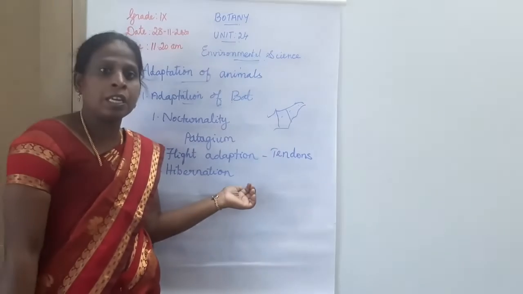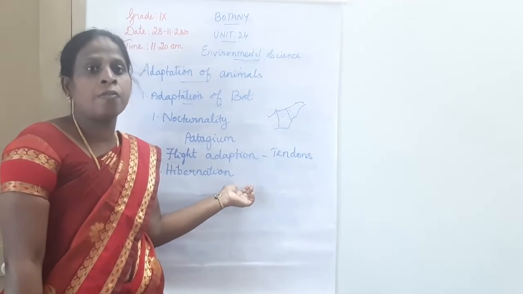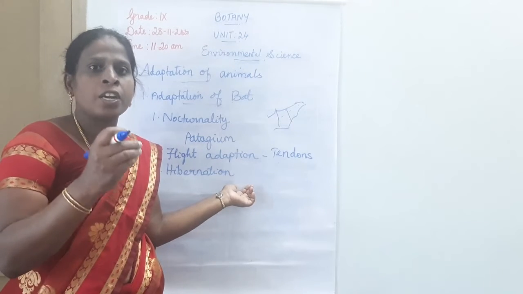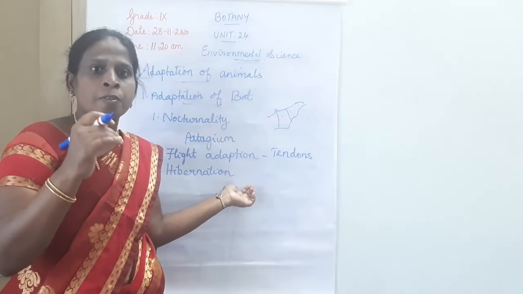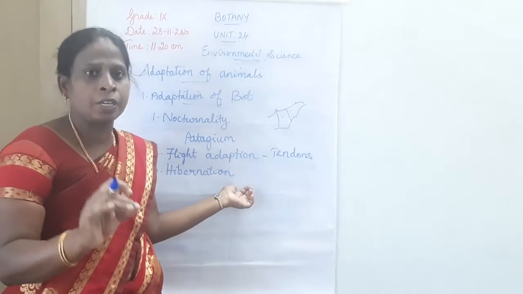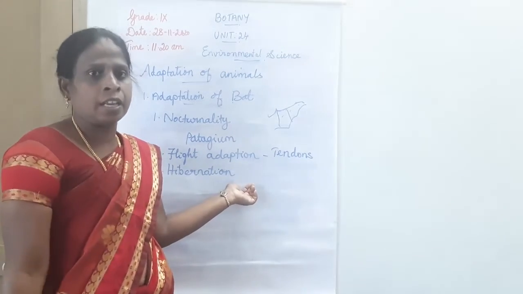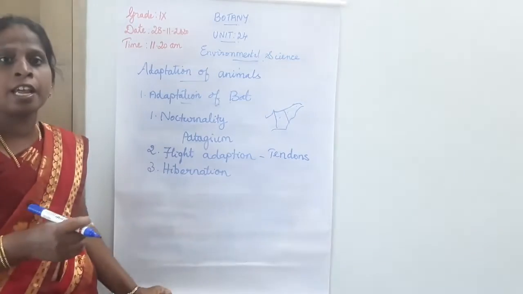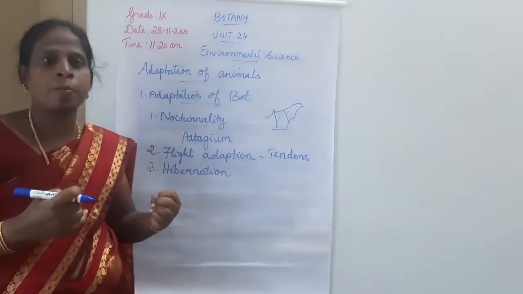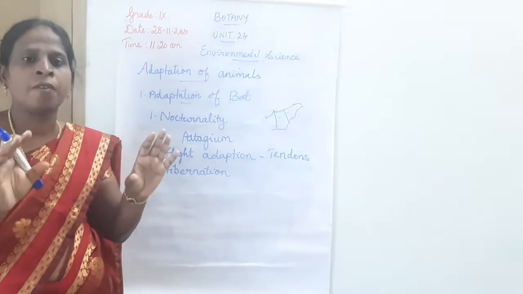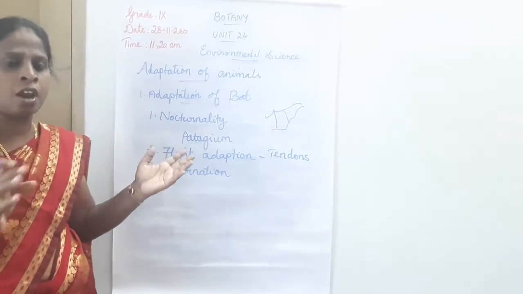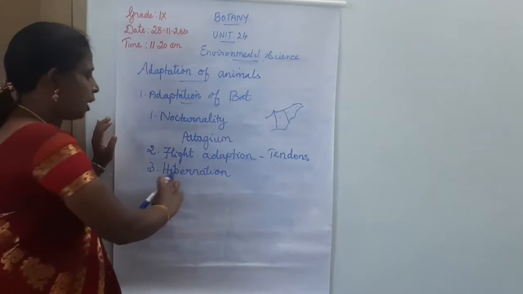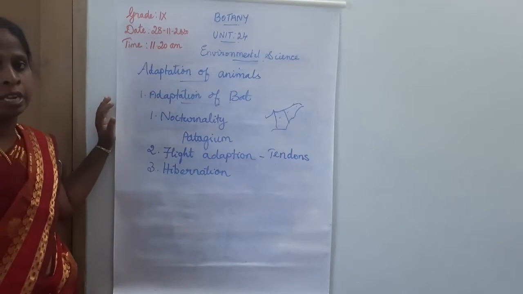Hibernation is a state of inactivity in which the body temperature drops to lower the rate of metabolism during winter. Sometimes birds during winter reduce their body temperature and become very inactive. They are not doing anything. That state we can call hibernation.